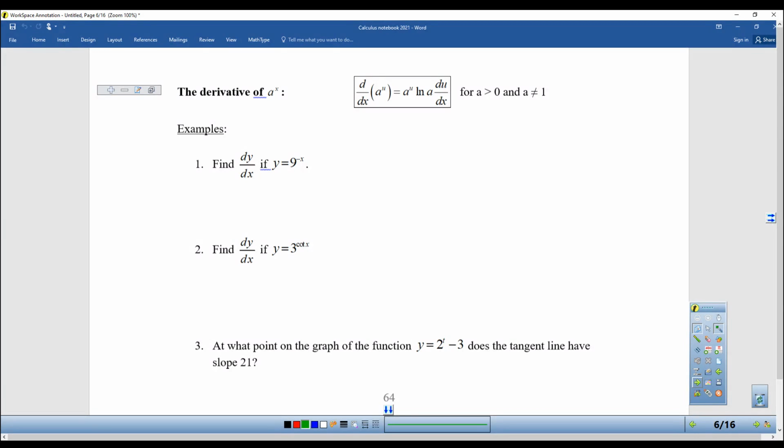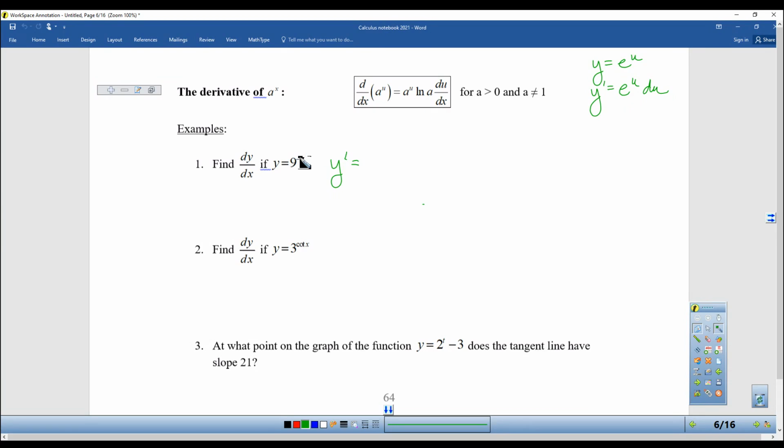The derivative of a to the u. So in other words, the rule that we just learned was very specific. We learned that if y is e to the u, then y prime was e to the u du. But e is a very special beast. A is just any constant that's greater than 0. So for this one, if you have 9 to the negative x, you literally just have to write down this formula. Or if you're in AP, memorize this formula.